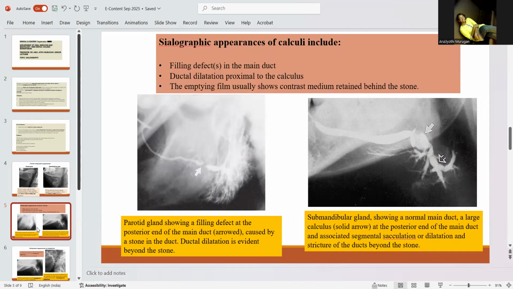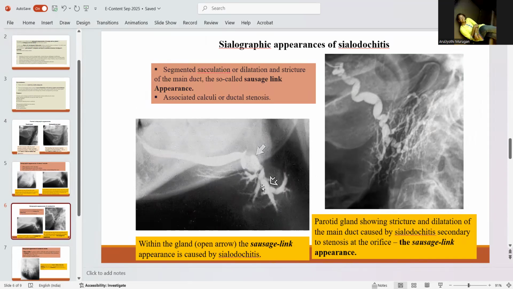Describing the sialographic appearance of the various salivary gland diseases: when there is a calculus, there will be a filling defect. The dye will be obstructed from flowing through the duct, and there will be ductal dilatation proximal to the calculus, which gives a sausage-like appearance. In the case of sialodochitis, there will be a sausage-like appearance, with filling defects and strictures appearing through the ductal system.